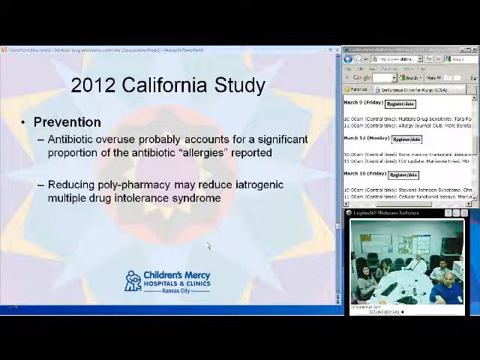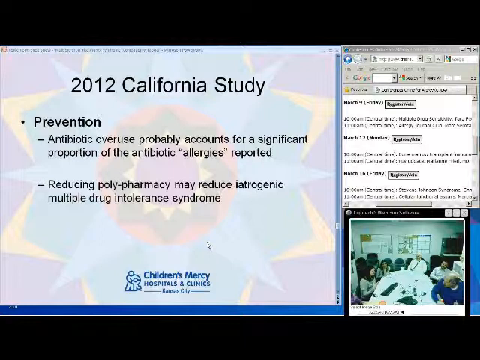So finally, when they talked about what to do about this syndrome, how do we address this, one of the things that they mentioned was antibiotic overuse probably accounts for a significant proportion of reactions. Again, like you said, Dr. Portner, if you're giving them a lot of different medications, they're bound to get some kind of reaction. So trying to avoid antibiotics when possible is going to be helpful, not only for resistance, but also for the chance that they could have a virus and have a rash and think it's related to the drug.